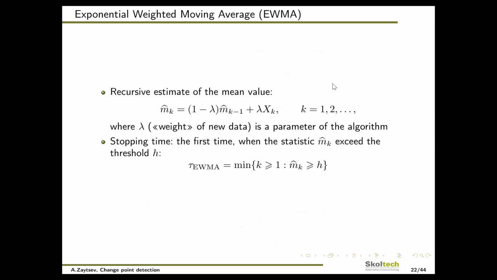This is the first option. If you want to estimate the difference in mean, we have the second option, also pretty simple and pretty natural. This is an exponentially weighted moving average. We can say, let's define the recursive estimate for the mean.